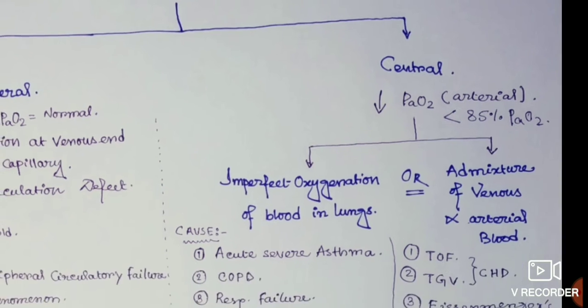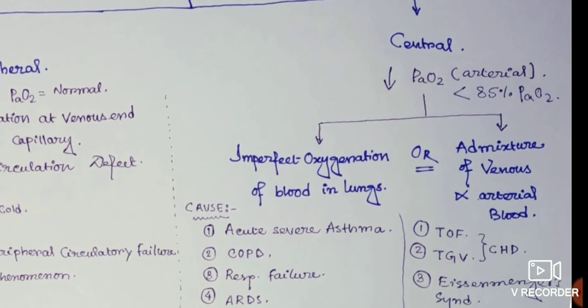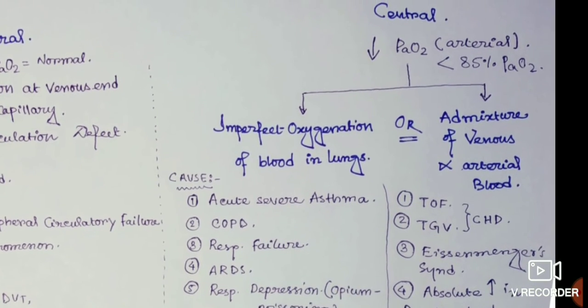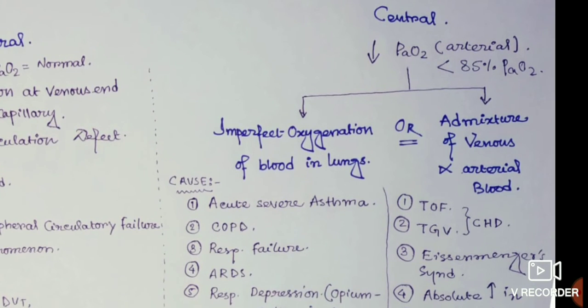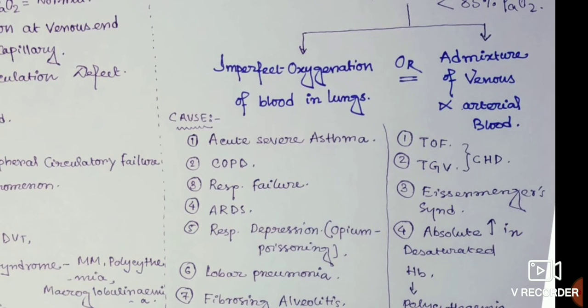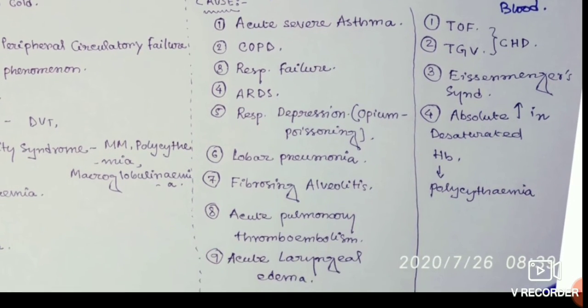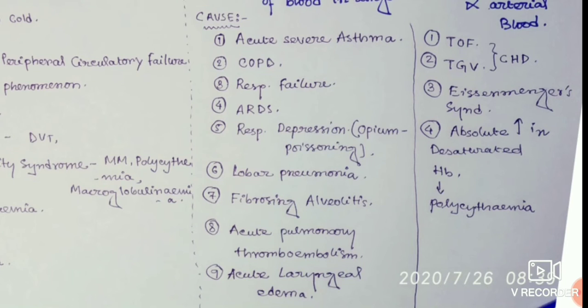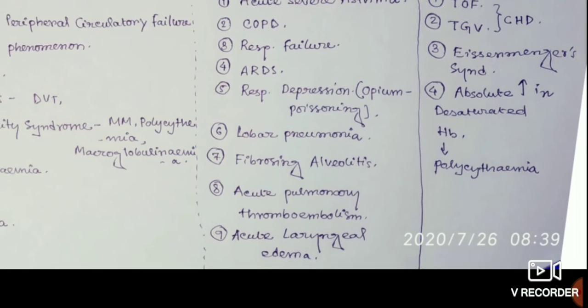Central cyanosis can occur in two ways. It can occur due to imperfect oxygenation of the blood in the lungs or admixture of the venous and the arterial blood. Now, what are the causes of imperfect oxygenation of the blood in the lungs? They are acute severe asthma, COPD, respiratory failure, acute respiratory distress syndrome, respiratory depression in case of opium poisoning, lobar pneumonia, fibrosing alveolitis, acute pulmonary thromboembolism, acute laryngeal edema.